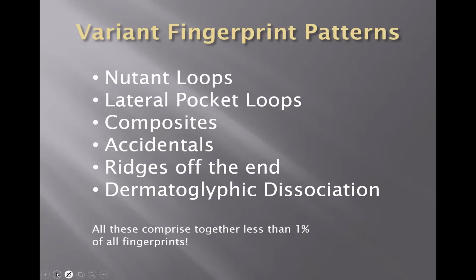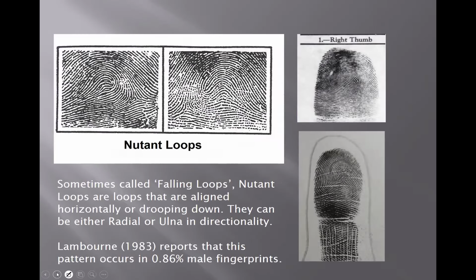Newton loops, lateral pocket loops, composites and accidentals, and then some rather strange anomalous patterns which go by the name of ridges off the end, and also certain kinds of dissociation or dysplasia in the dermatoglyphics as well. So let's have a look at these slightly strange variations.